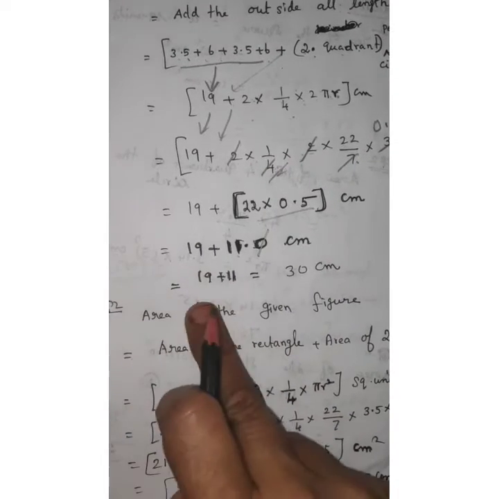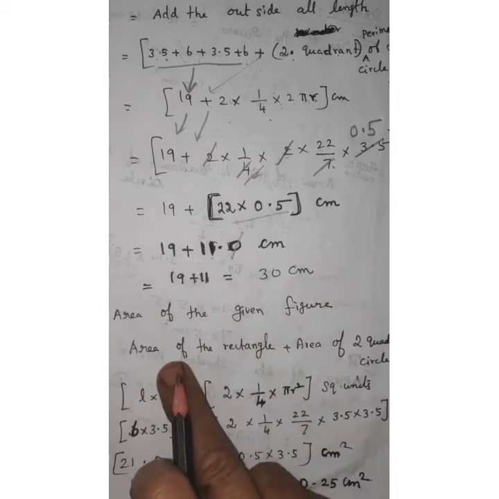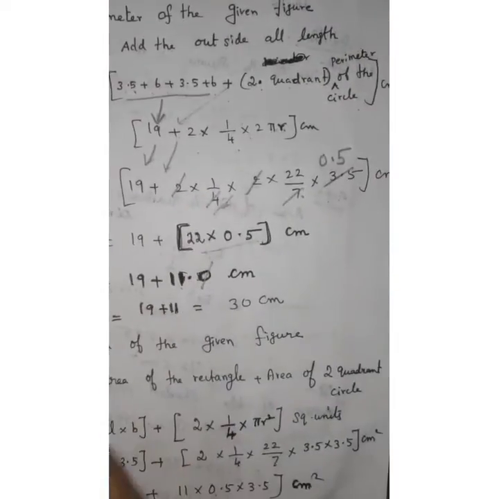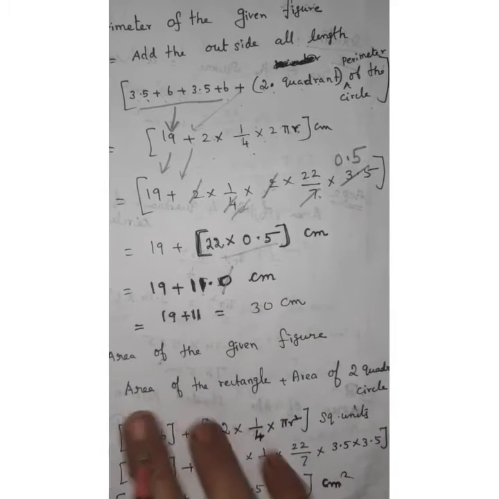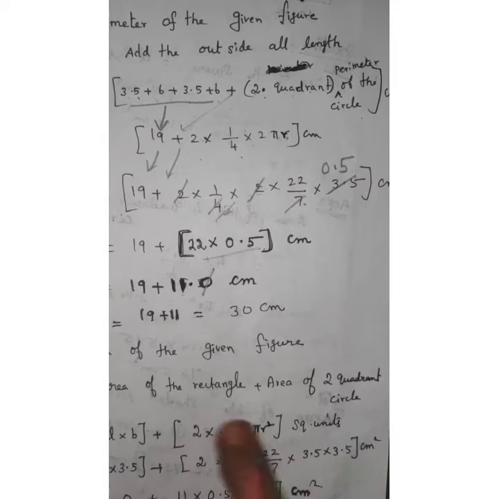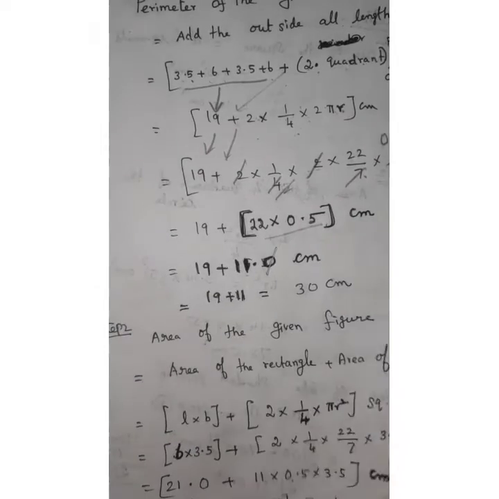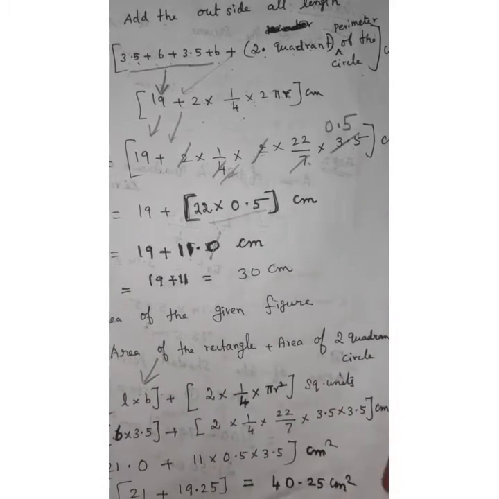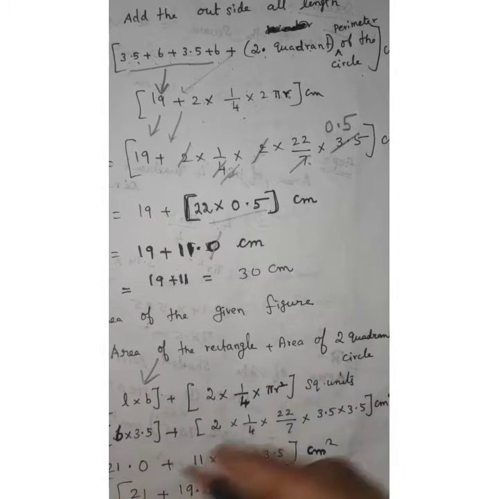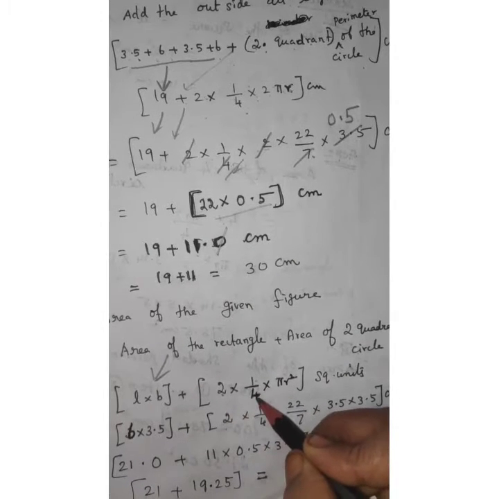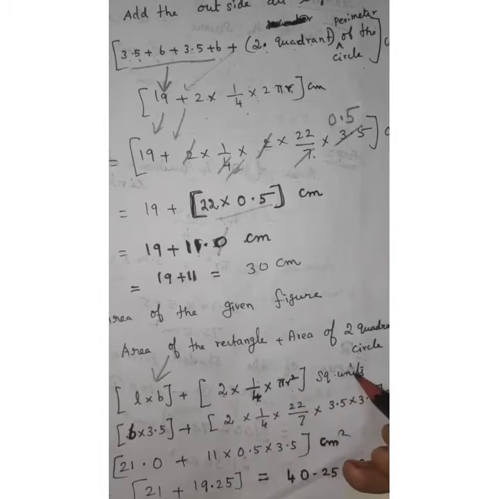Second step, area of the given figure. What are the shapes? There is a rectangle and the quadrants. So area of the rectangle plus area of 2 quadrants of the circle. Area of the rectangle formula equals L into B, plus area of the 2 quadrants of the circle. First write 2 into 1 by 4, the quadrant of the circle formula, equal to 1 by 4 into pi r squared, in square units.